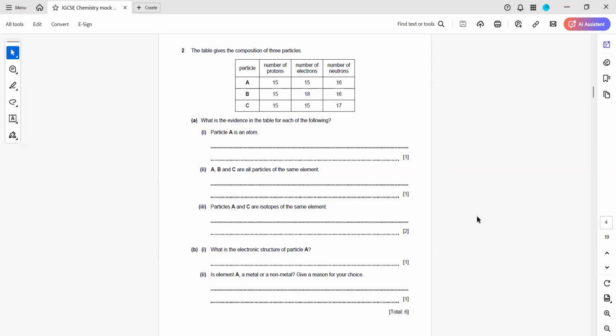So in this question, the table gives the composition of 3 particles. You can see 3 particles are there.